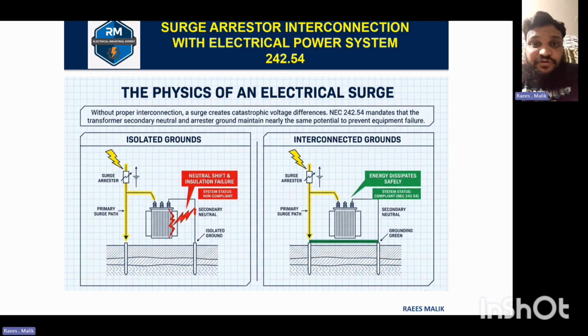The right-hand side shows how we can install as per standard or safe practices, so that all the arrestors and the secondary of the transformer are equipotential, and there will be no rise of potential or voltage or any unforeseen situation. The right-hand side is the best example of how we can connect a surge arrestor with the ground, bonding with the secondary of the transformer at the same potential.